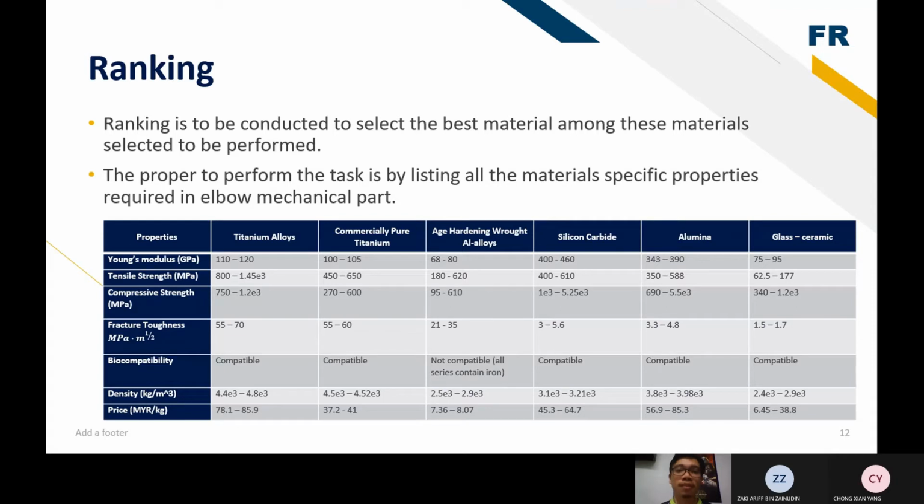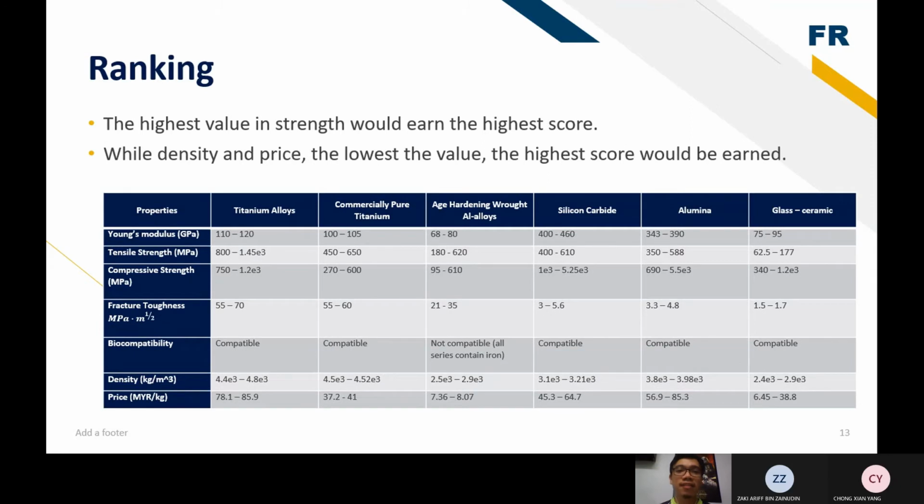The proper way to perform the task is by listing all the material-specific properties required in an elbow mechanical part. So here are the properties that we seek in producing a surgical elbow part: Young's modulus, tensile, compressive, fracture toughness, compatibility, density, and price. Ranking it, the higher the value in strength, the higher the score earned. But for density and price, the lower the value, the higher the score earned.